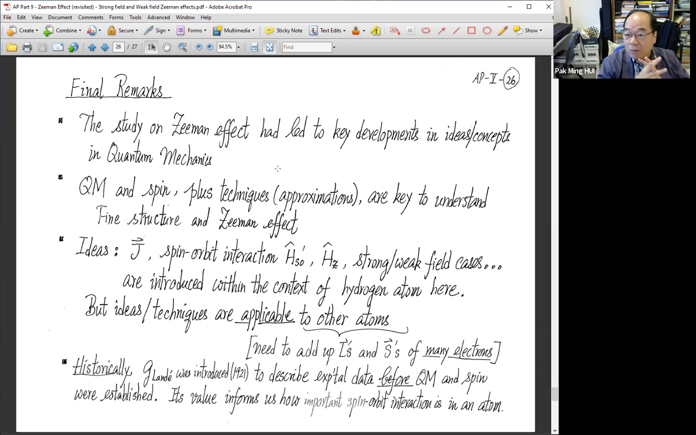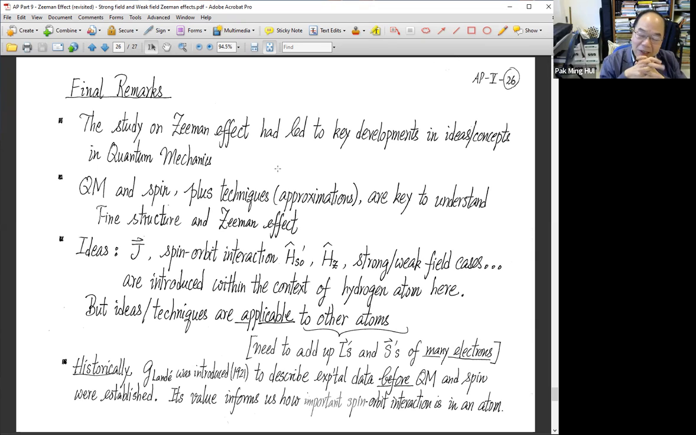So finally, I would like to make some final remarks for this section. I think we have made good progress. If you understand everything, you equip yourself with a rather strong physics background in atomic physics. So we studied the Zeeman effect. And once upon a time, Zeeman got the 1902 Nobel Prize, well before any quantum mechanics was developed.